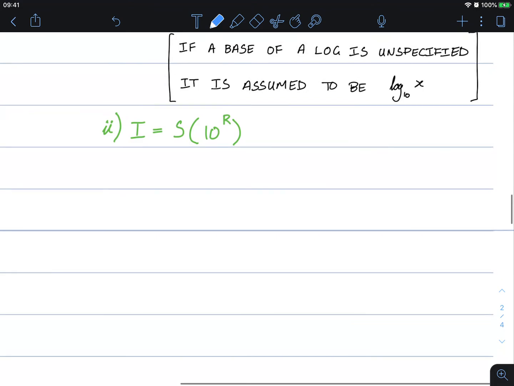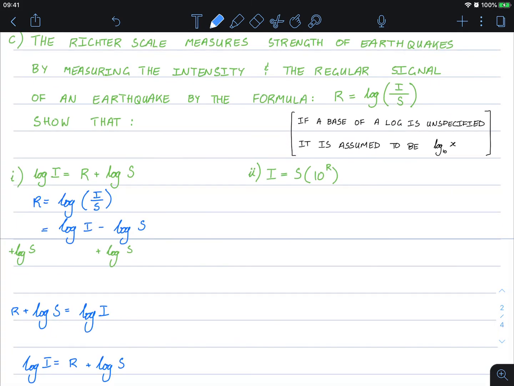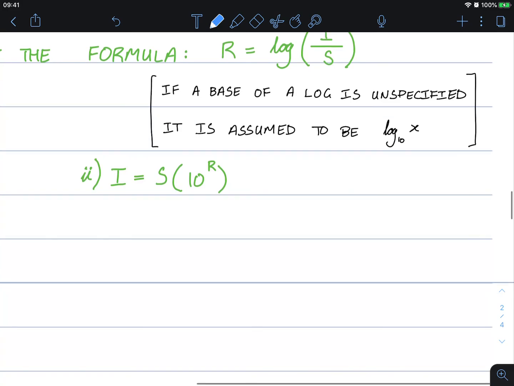Show that I is equal to S times 10 to the power of R. Okay, so here's where it gets a little bit tricky. I hope you've read this one here. If a base of a log is unspecified, it's assumed to be log base 10 of whatever. So in this case, this is log base 10. So let's write this here. So R is equal to log base 10 of I over S.